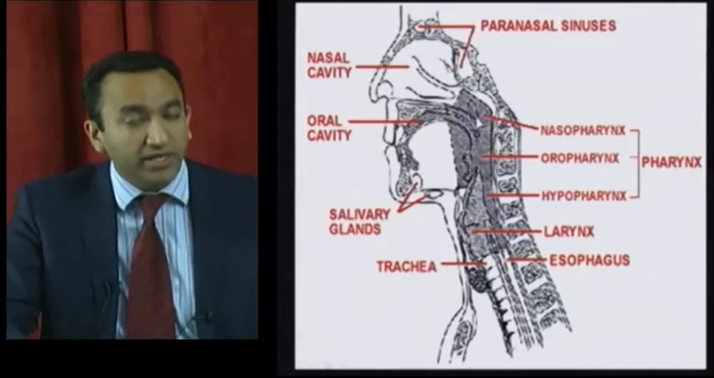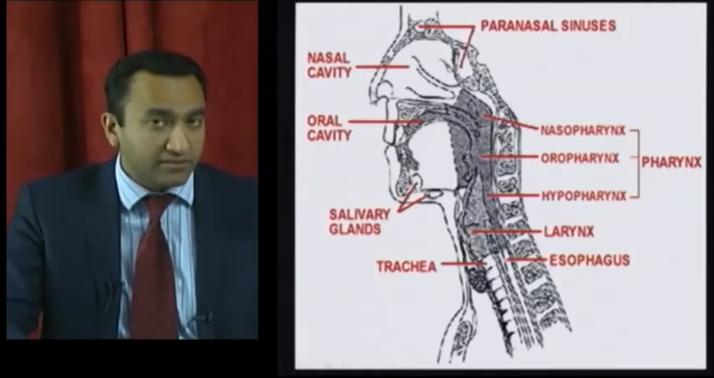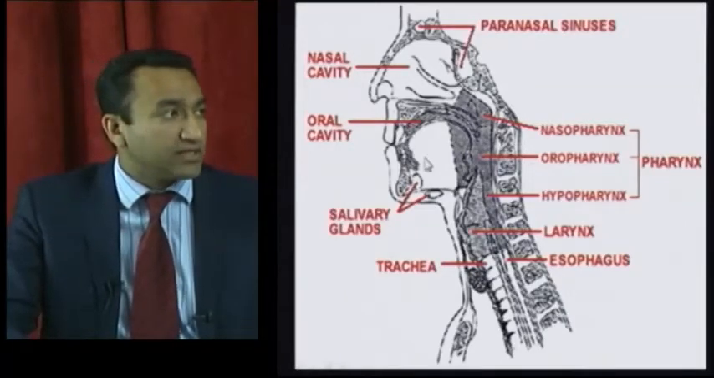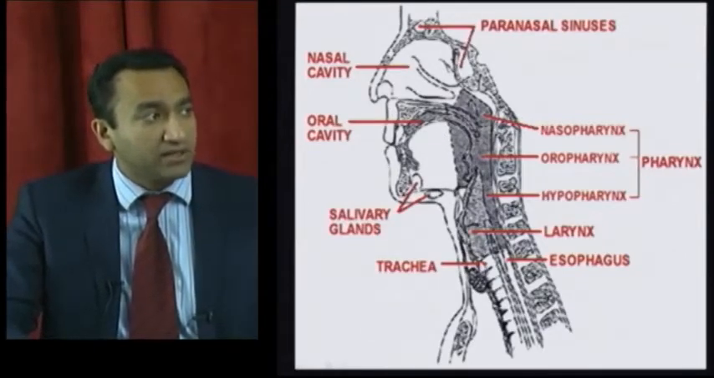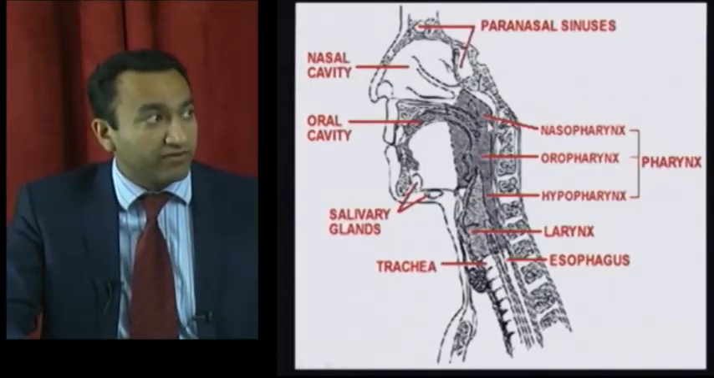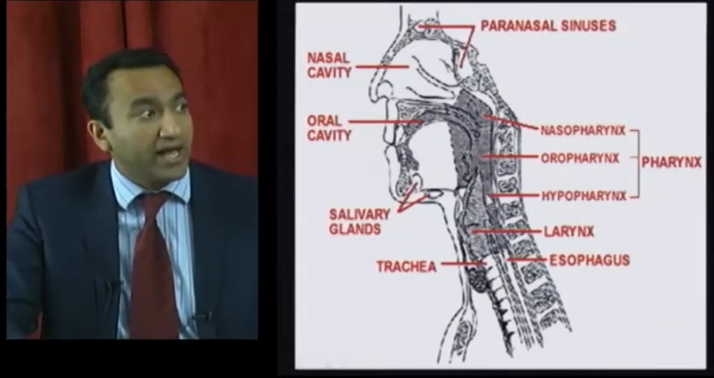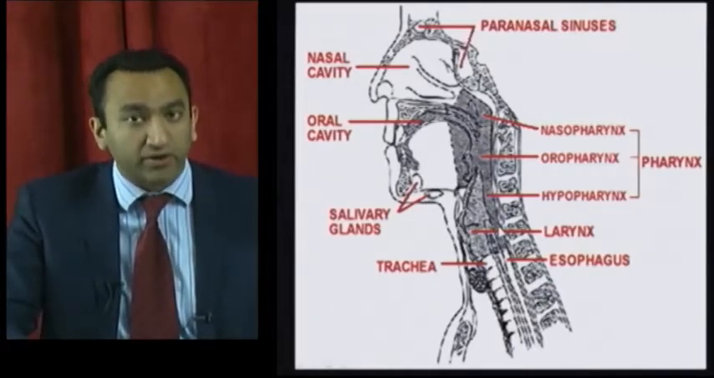It does have three anterior openings. The first communicating with the nasal cavity, the second communicating with the oral cavity, and the third communicating with the larynx. And therefore these three structures have been subdivided into the nasopharynx, the oropharynx, and the hypopharynx. The hypopharynx is also known as the laryngopharynx.